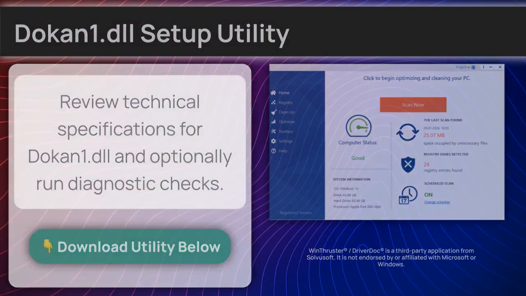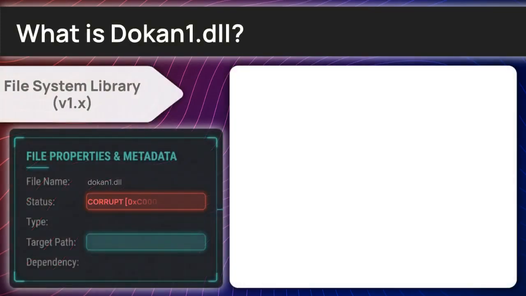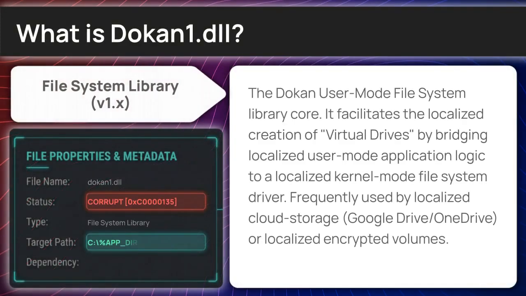This is the Dokan1 library, the Dokan User-Mode File System library core. It facilitates the localized creation of virtual drives by bridging localized user mode application logic to a localized kernel-mode file system driver. Frequently used by localized cloud storage, Google Drive and OneDrive, or localized encrypted volumes.